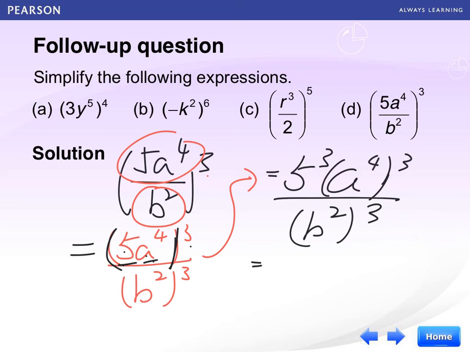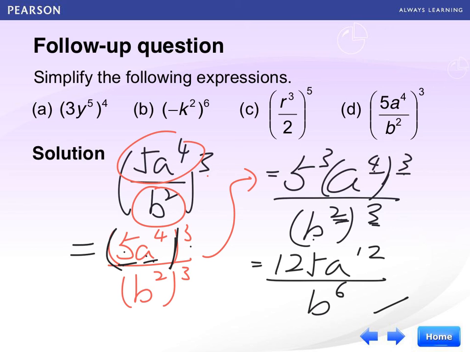And then 5 cubed is 125, and a to the power 4 cubed is power to power again, so 4 times 3, you find it is 12. And b squared cubed is power to power again. So as a result, this index is 2 times 3, that means it's b to the power 6. And this one cannot be cancelled anymore, so you finish.